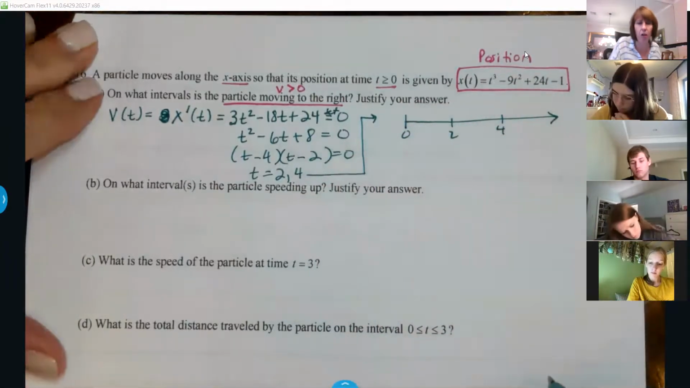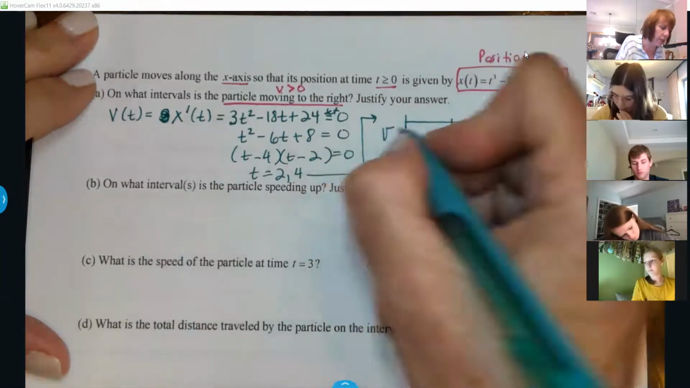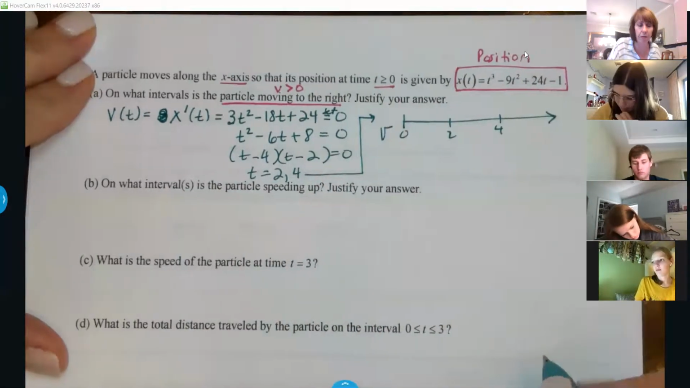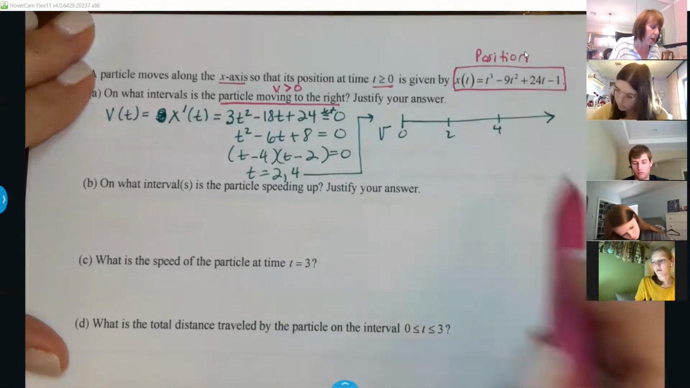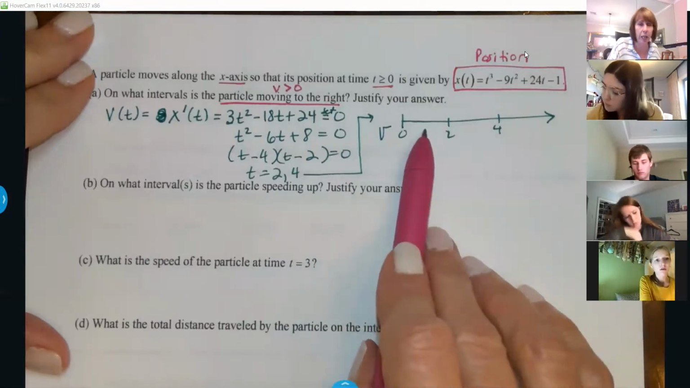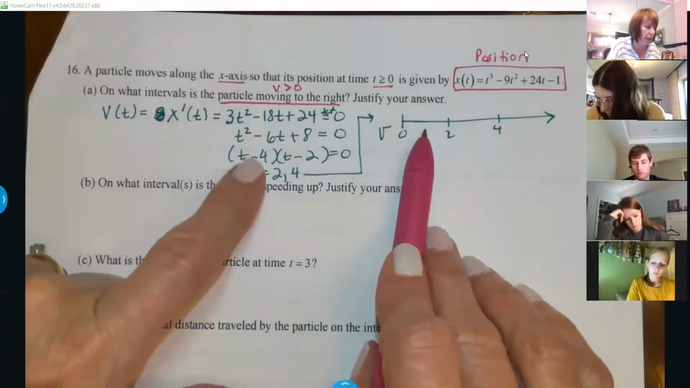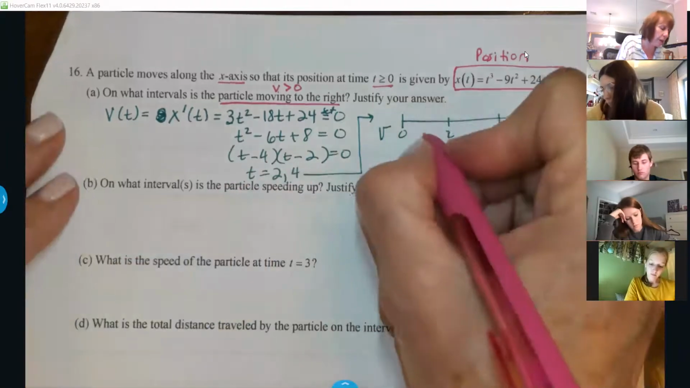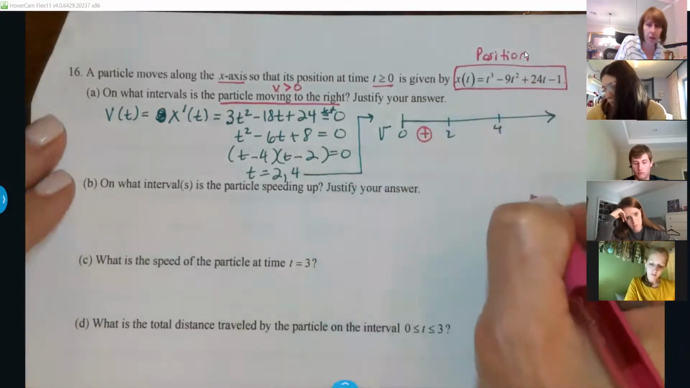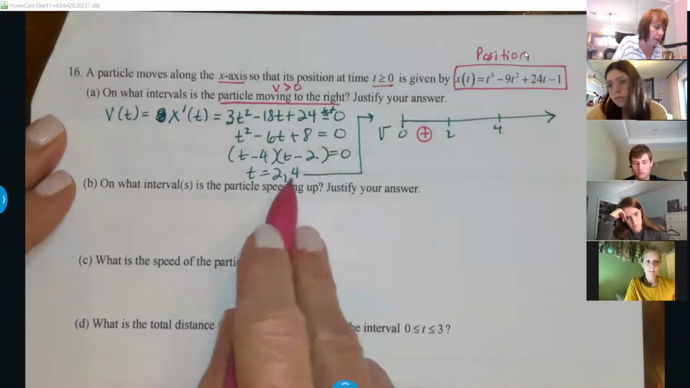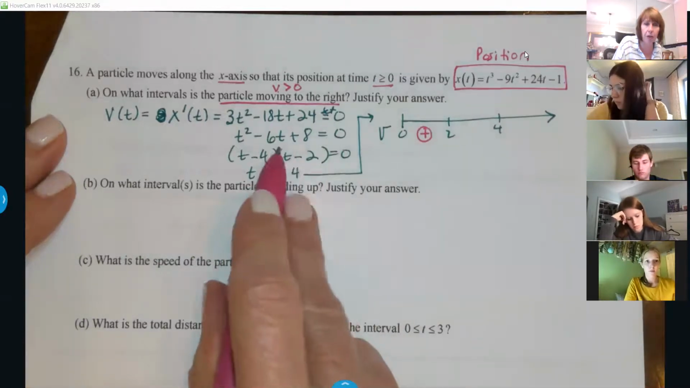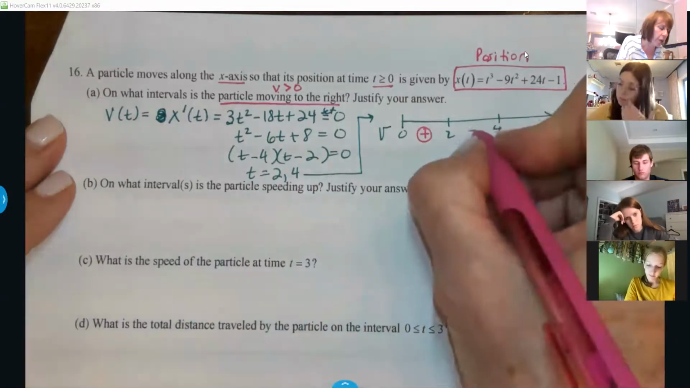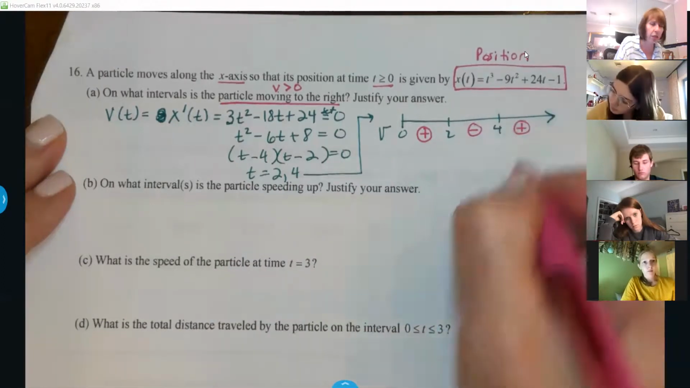I put 2 and 4 on my sign chart, and I'm doing a sign chart for velocity. If I put 1 in for time, I'm going to have a negative times a negative, and that's a positive. And since both of these came from odd powered factors, I know I'm going to change the signs each time.